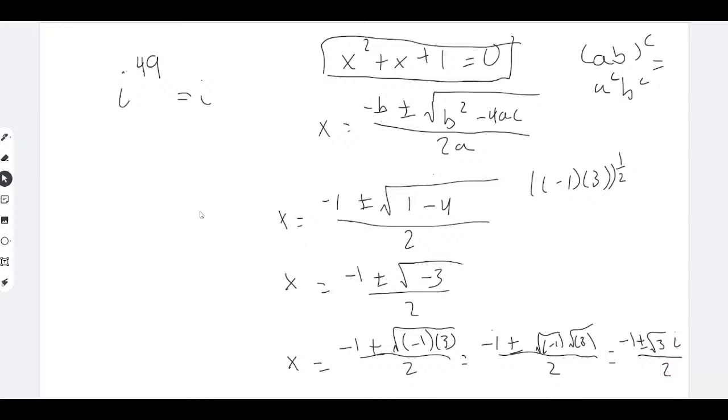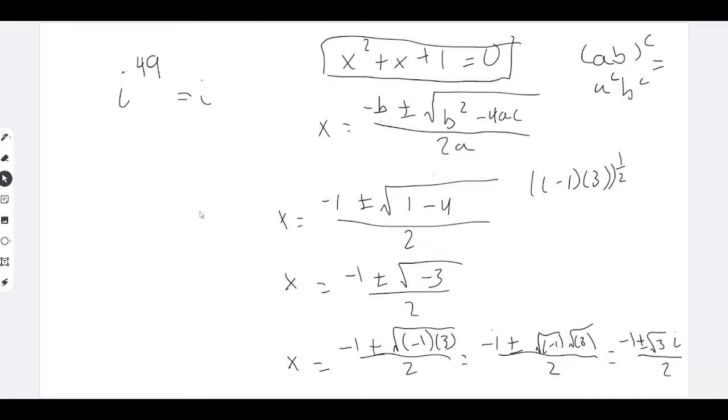So do all those steps make sense so far? Yeah. Okay, cool. So then our solutions of x are going to be negative 1 plus or minus square root of 3 times i, over 2. And this solution is imaginary, right?